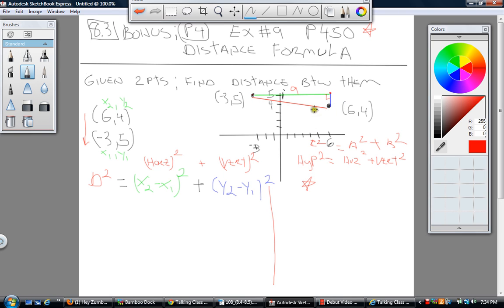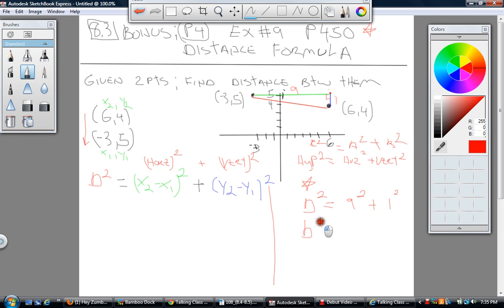We need to find that hypotenuse. I'm going to use D just because that's what we use in the distance formula. You could use C. It doesn't really matter. Now, what's the horizontal distance? From -3 to 6, we did this already: 3 plus 6, you get 9. You're going to square it. Now what is the vertical distance? From 4 to 5 on the y-coordinates, you're only going a distance of 1. You're going to square it. That's all you're doing.